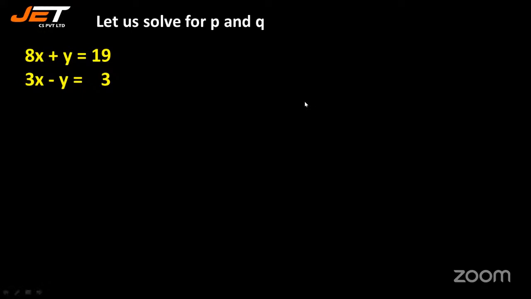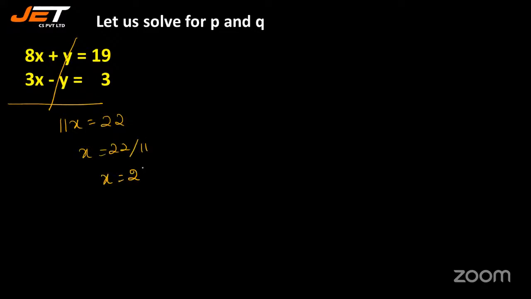Here we don't have to subtract because if you add, y gets cancelled. So 8, 9, 10, 11x is equal to 19, 20, 21, 22. So x becomes 22 by 11, whereby x is equal to 2.